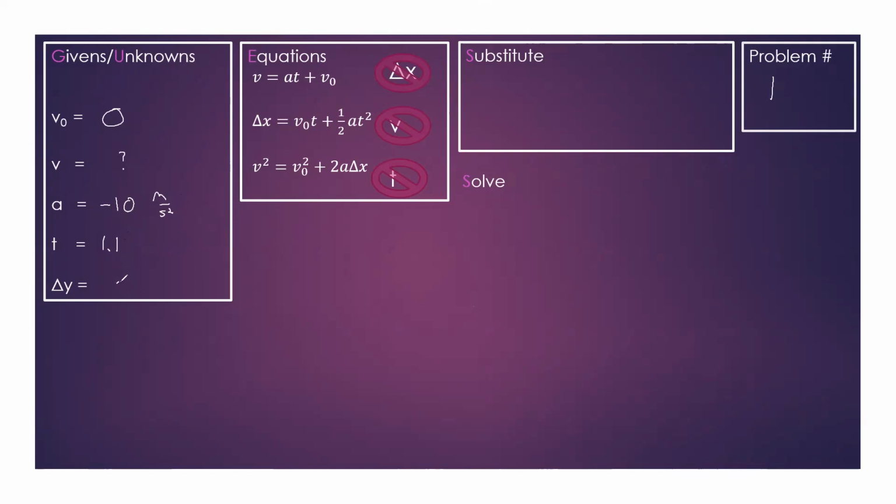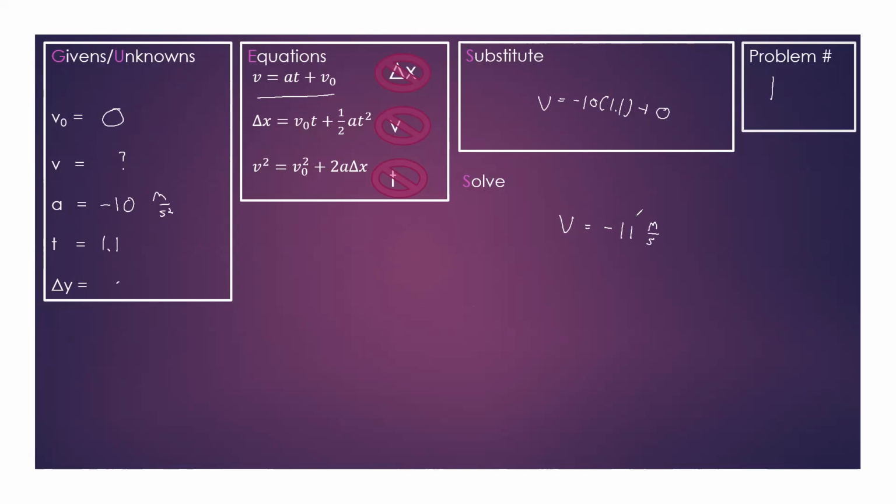In this case, I do not have delta y, and I do not care about delta y. So I'm going to use this equation: v equals a times t plus v naught. I really don't have to do much to solve it. It's 1.1 times negative 10, which is negative 11 meters per second. The sign should make sense because the object is falling downward.